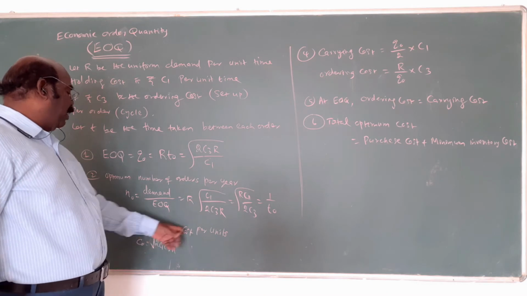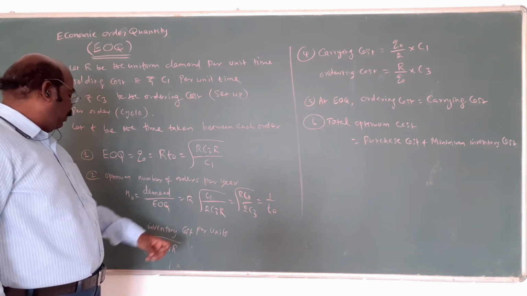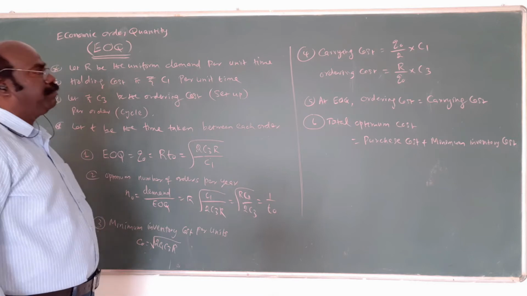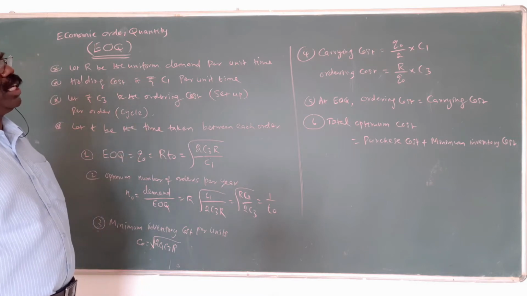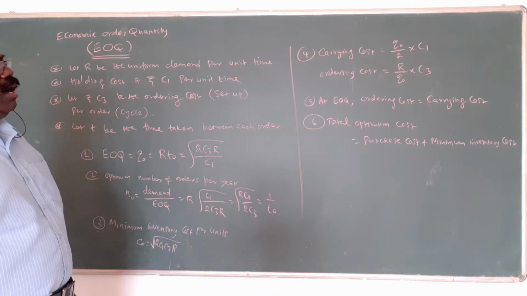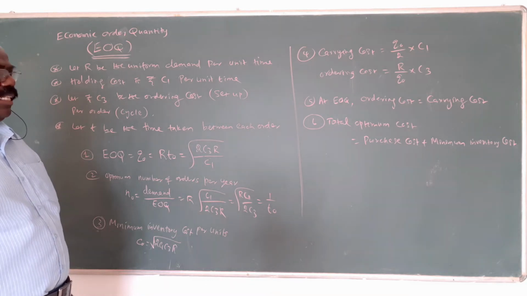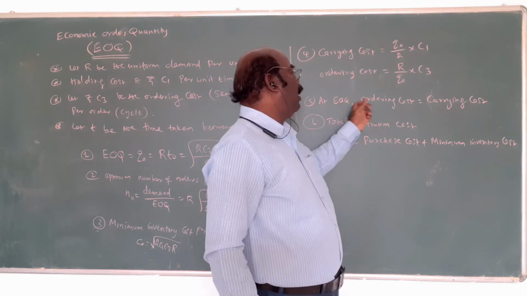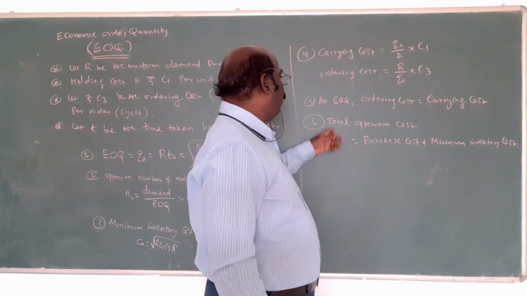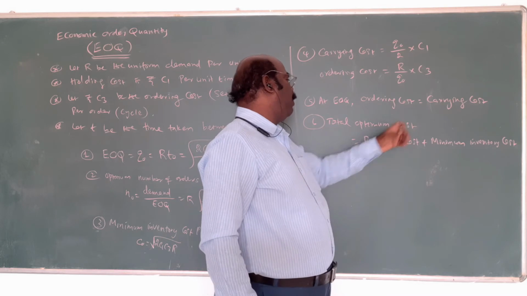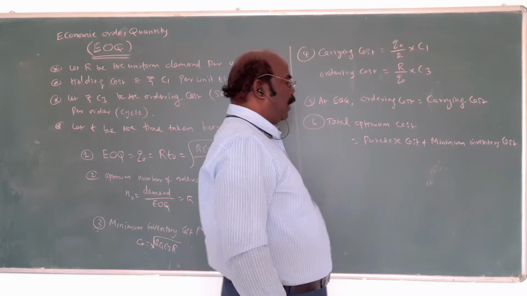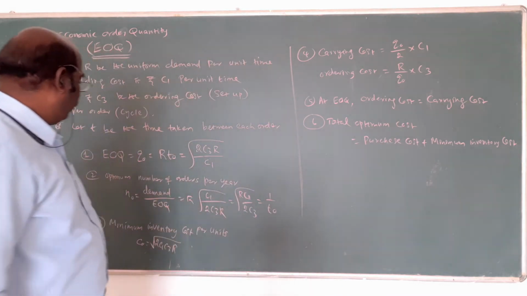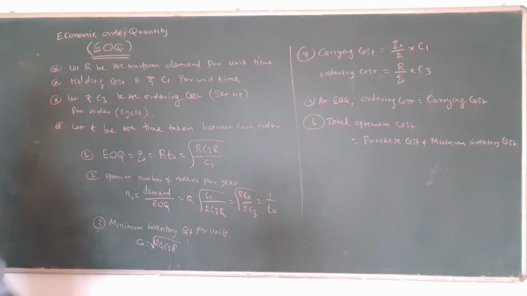Then the minimum inventory cost per unit is C naught equal to root of 2 C1 C3 R. Then the carrying cost is Q naught by 2 into C1, and the ordering cost is R by Q naught into C3. At EOQ, both will be equal. Always at EOQ, both will be equal. And one more formula: total optimal cost means purchase cost plus minimum inventory cost. Am I right? This is all the idea, this is the formula.